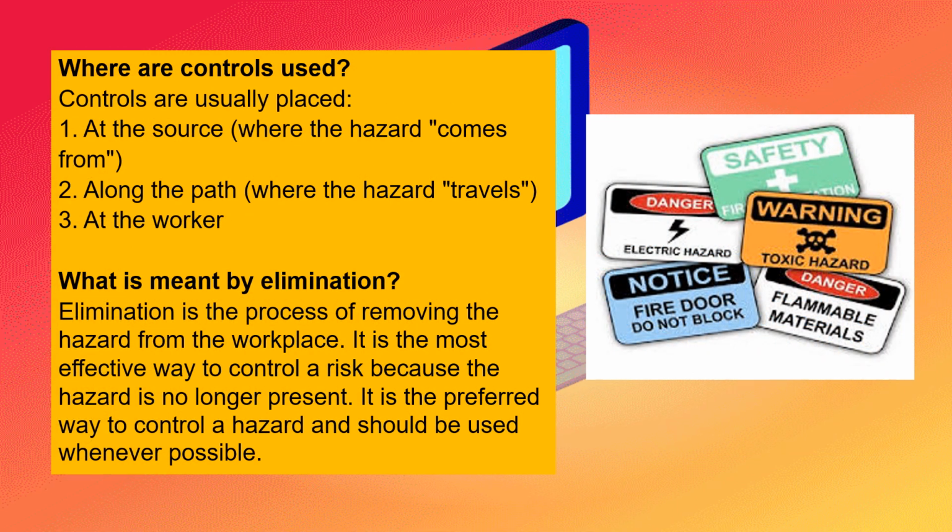Where are controls used? Controls are usually placed, number 1, at the source, where the hazard comes from. Number 2, along the path, where the hazard travels. And number 3 is at the worker. What is meant by elimination? Elimination is the process of removing the hazard from the workplace. It is the most effective way to control a risk because the hazard is no longer present. It is the preferred way to control a hazard and should be used whenever possible.